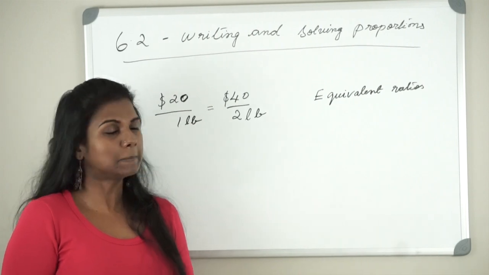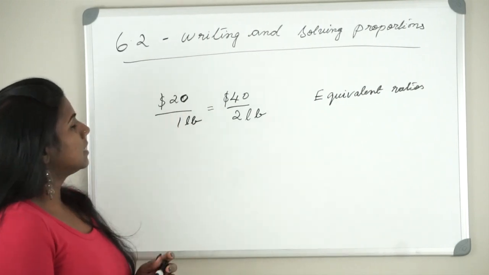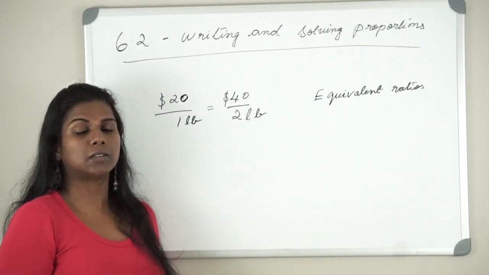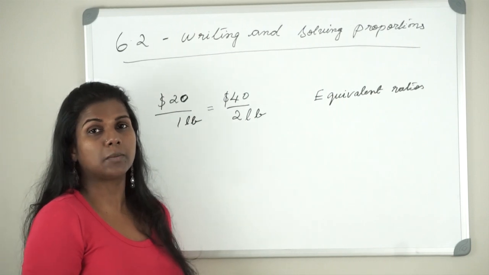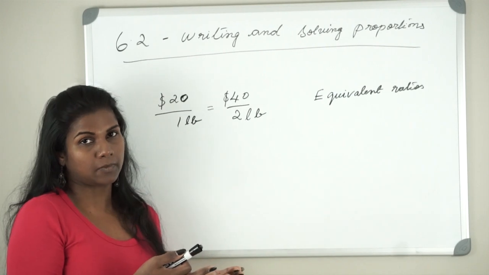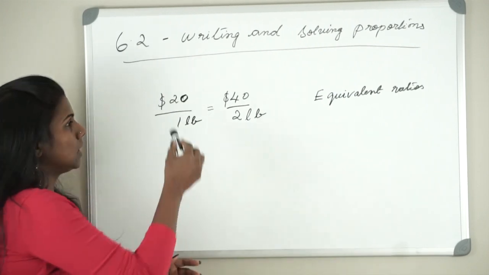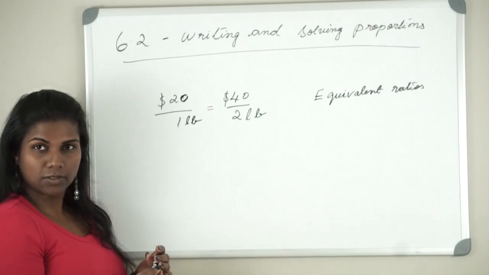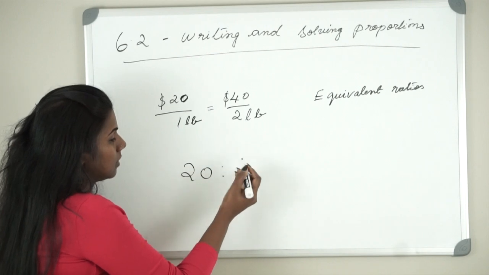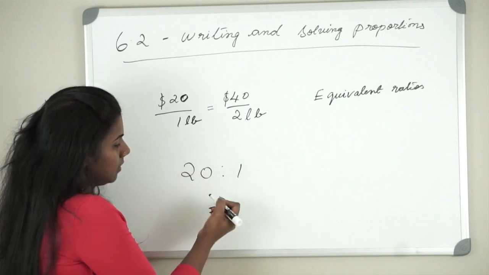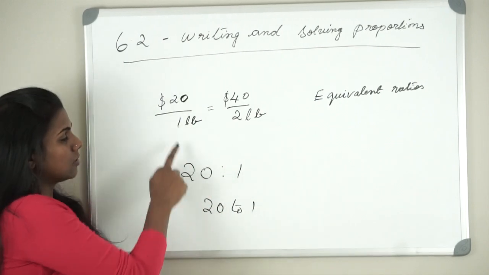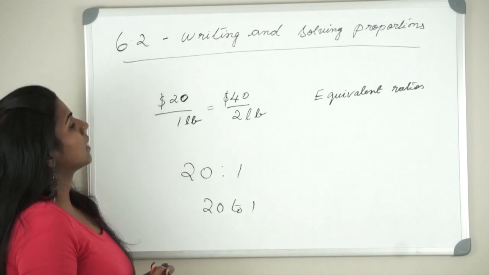So let's start, okay? So, writing and solving proportions. Before we go into what solving proportions is, we need to know what a proportion is, right? So we learned about ratios in the previous chapter, okay? It is the relationship between two numbers or two values written like a fraction or written in this form or written like this, right? So these are the three ways that a ratio could be written.